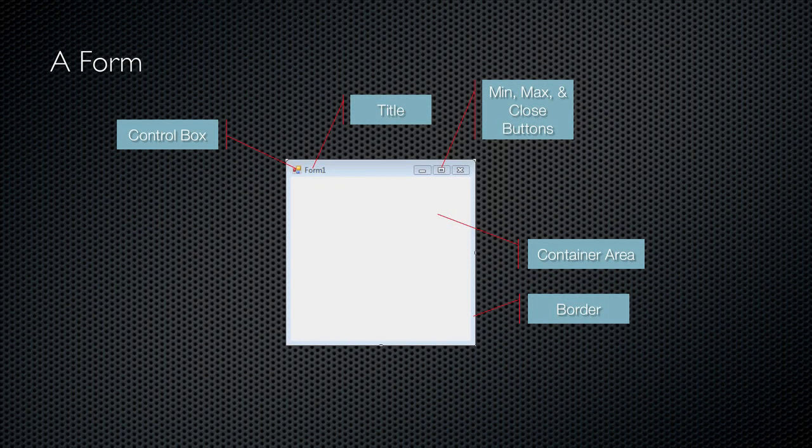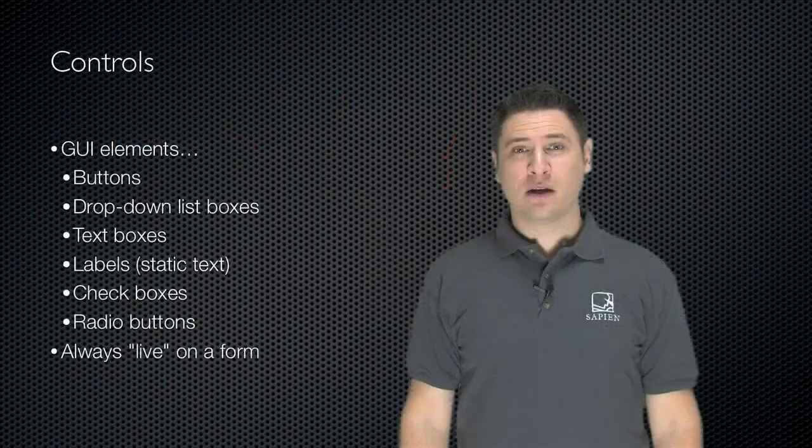Here's a form, a blank one, but a form nonetheless. This one has a control box and a title in the title bar of the window. The minimize, maximize, and close buttons are to the right, while the border acts as the edge for the entire form or window. The container area, sometimes called the client area, is where the form's controls and content will appear. Note that this particular form is from Windows Vista, but the forms you create will take on the appearance and theme of whatever operating system they're running on.